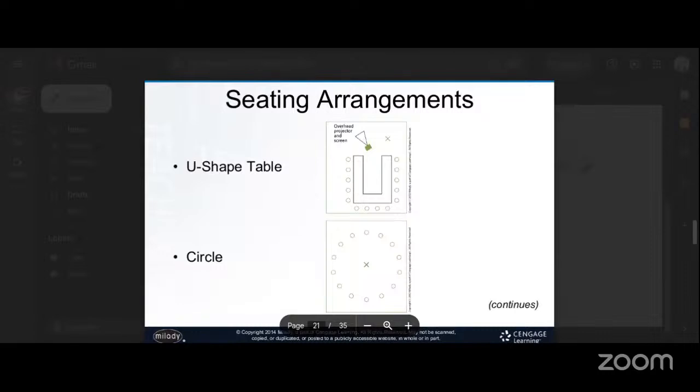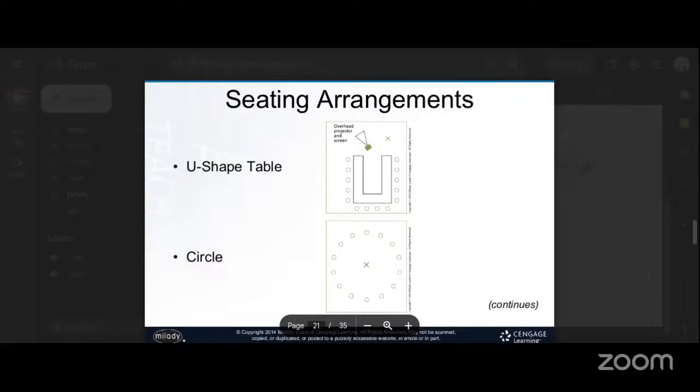Seating arrangements, you have the U table seating or circular. These are by far my favorites. Having seats all over the place, and really as a new instructor, you wouldn't think that the way my class is set up has an influence on how they learn. It absolutely does. You want a round view.